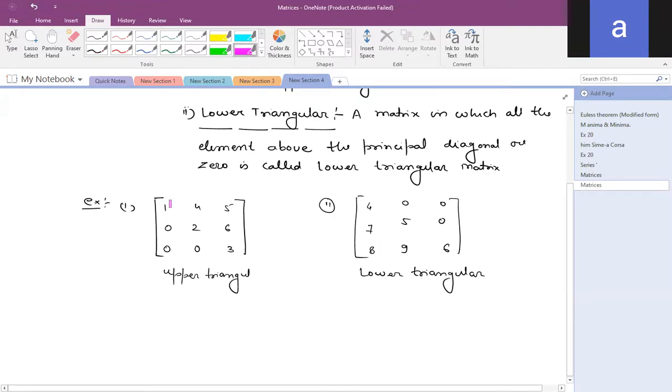Sir, is triangular matrix defined for only square matrix? Yes, triangular matrix is defined for a square matrix.